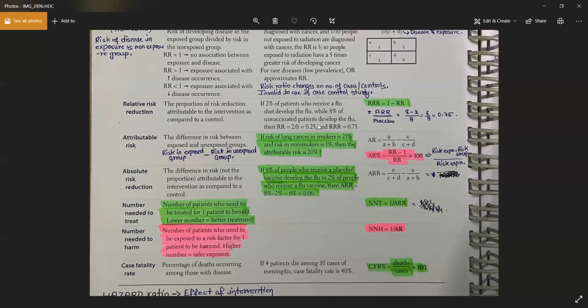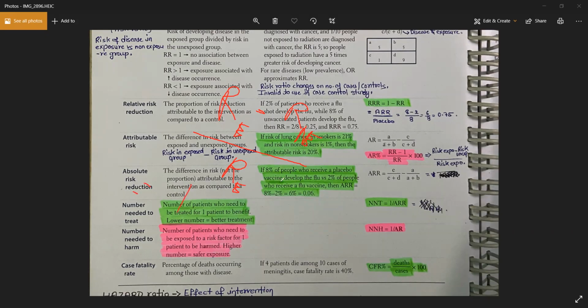See, let me write it down for you, because you need to know how these formulas are derived ultimately, right? So risk in the exposed group minus risk in the non-exposed group, right? This would be your attributable risk. And if they ask you a percentage of the attributable risk, or a kind of relative increase in the risk, in this case you will have to divide it by the risk in the exposed group. Okay.